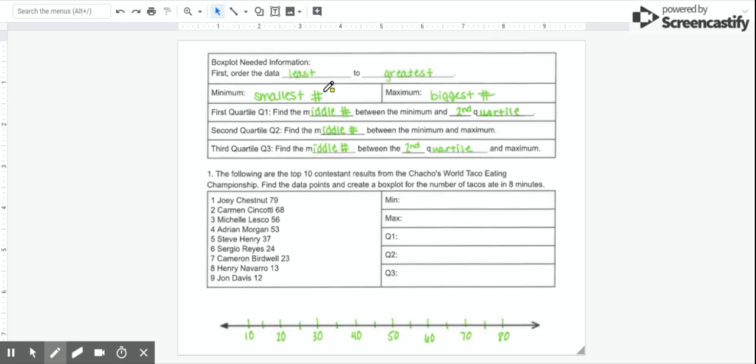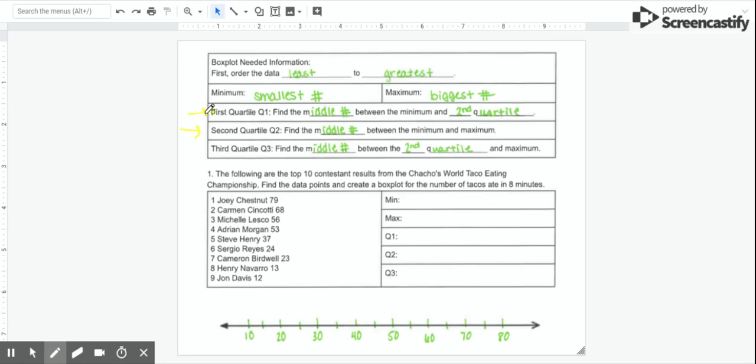But then you start talking about quartiles. And there's 3 quartiles, but quartiles are just a very fancy word for middles. So you always want to start by finding Q2. And Q2 is the same thing as the median. So once the numbers are in order from least to greatest, you find the number smack dab in the middle, label it as Q2.